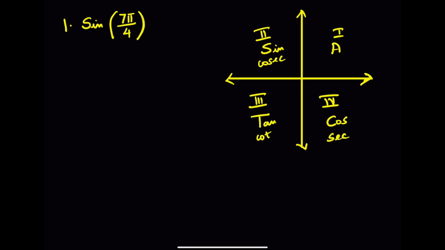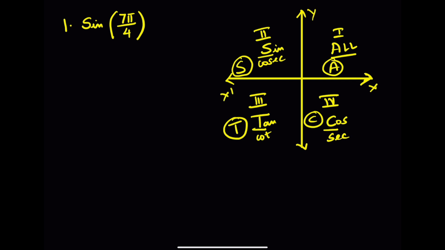An easy way to remember this is all students take course. So A, S, T and C. All students take course. Just remember this in order, and you can apply this to all the problems that you'll encounter in trigonometric functions. Now let's apply this logic to sine of 7 pi by 4.